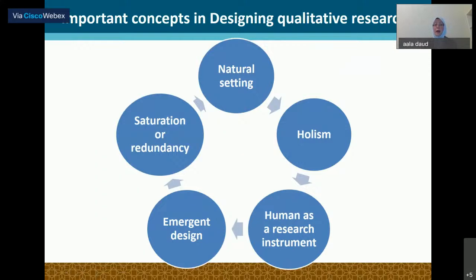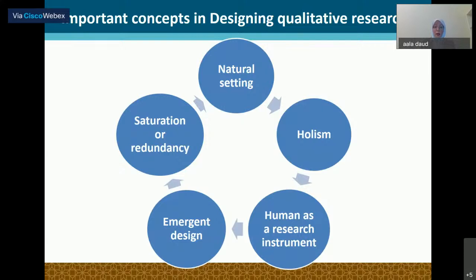And finally, the important concepts in designing qualitative research. So first of all, what are the important concepts? Number one, natural setting. The data is actually collected in the participant's natural environment. So you're conducting, for example, face-to-face individual interviews in the participant's natural environment.